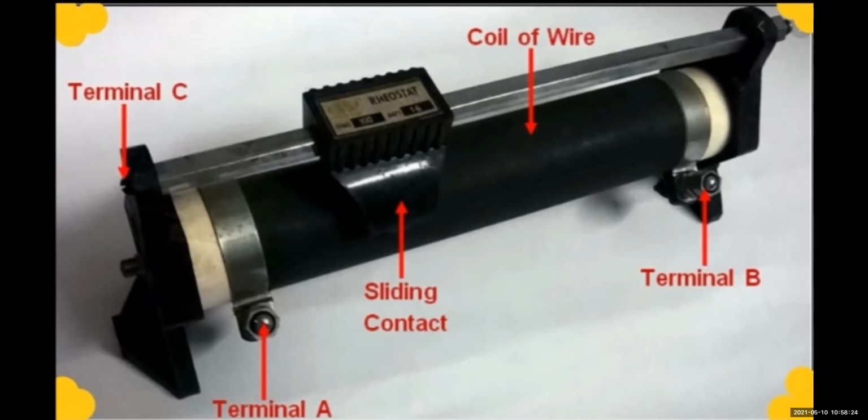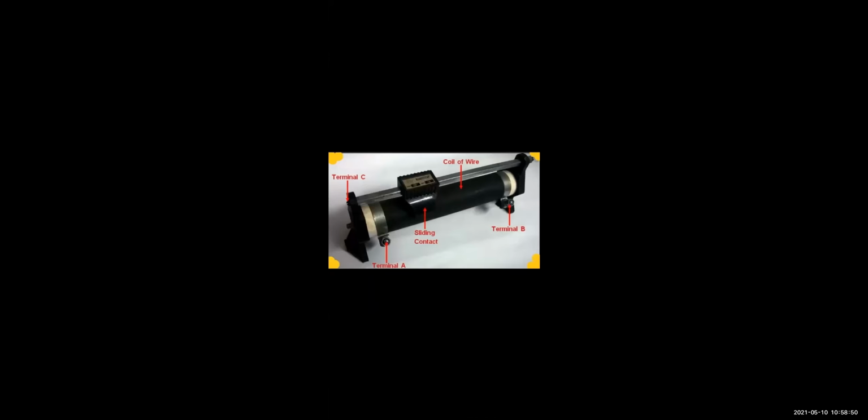Same as in the case of a fan regulator. You know, the fan regulator in your house can increase or decrease the speed of the fan by increasing or decreasing the resistance, right? So similarly, this rheostat or variable resistance is used to change the resistance of the circuit by keeping the voltage constant. It does not make any change to the voltage.